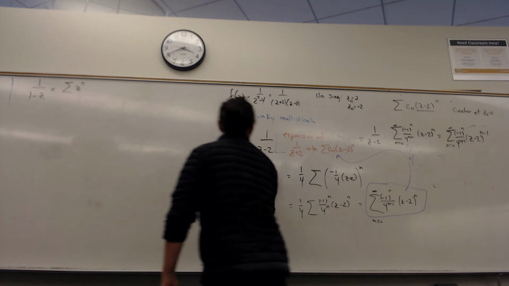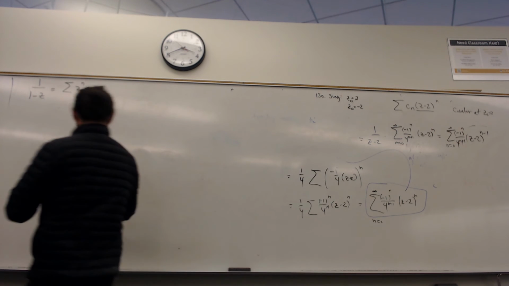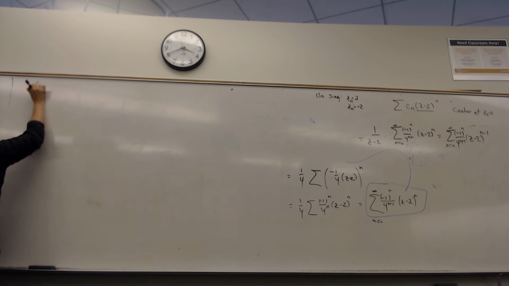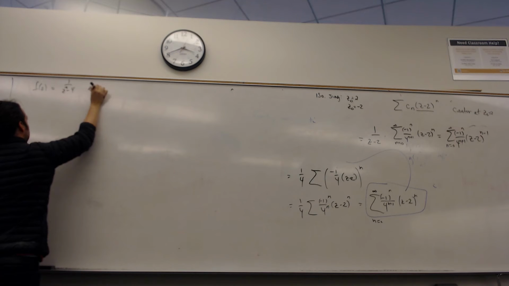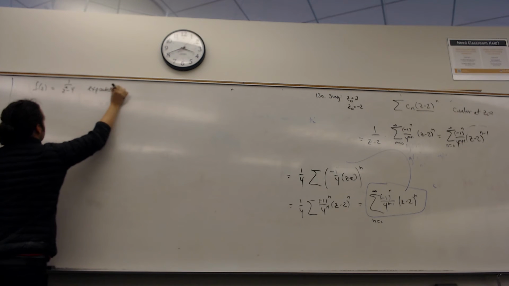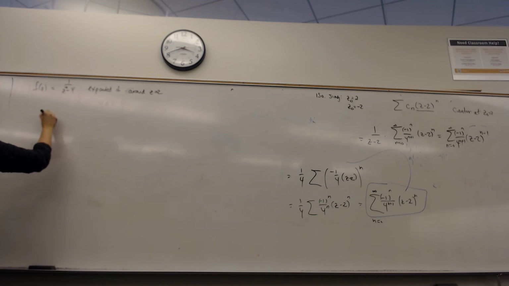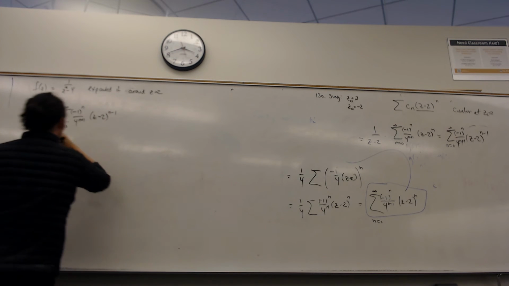Before I do that, there is one last thing that I want to point out. What we're claiming here is that if you took f of z, which is 1 over z squared minus 4, and you expanded it around z equals 2, then you end up with the series representation, the sum from n equals 0 to infinity of (-1) to the n over 4 to the n plus 1, times (z - 2) to the n minus 1.